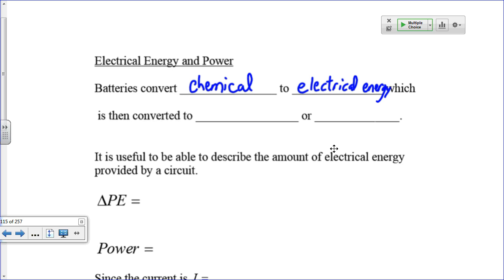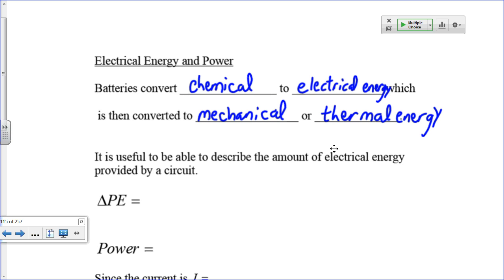And then that electrical energy is converted to whatever it is that you want to do. It can be converted to mechanical energy, which is common. Say you have an electric motor, where an electric current causes something to turn. Or it can be converted to thermal energy, like your hair dryer or your bathroom heater.